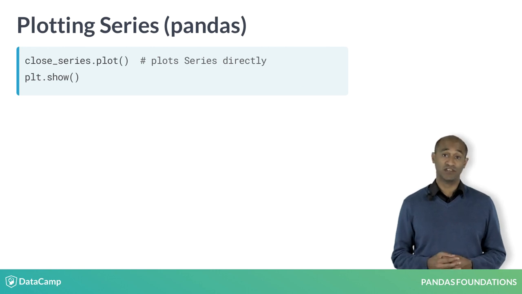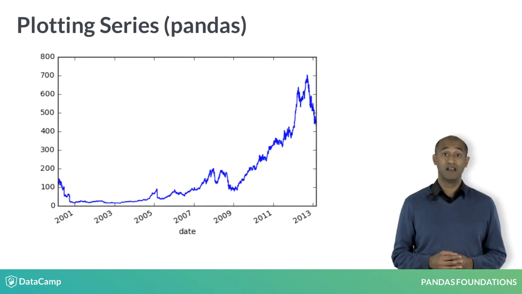An even nicer alternative is to use the pandas series plot method, that is, apply close_series.plot. The result is as before, but with even more formatting and the axis labels and the name on the axis, Date, inferred from the index name.